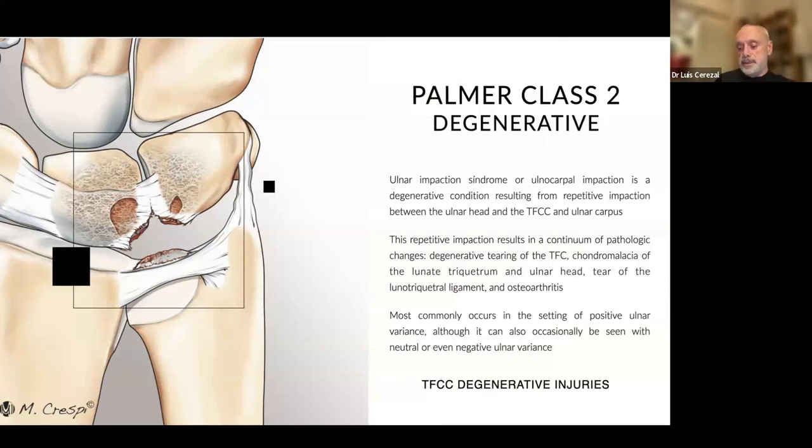These degenerative injuries of the TFC are really common. Remember that it's really common to have asymptomatic injuries. It's a very common finding in our MRI studies, and commonly we need to correlate the findings with the clinical examination because often they are completely asymptomatic. More than 40% of patients are completely asymptomatic. The degenerative injuries usually occur in patients with positive ulnar variance, and are part of the ulnocarpal impaction syndrome, with progressive degenerative changes between the ulnar head, TFC, and ulnar carpus.